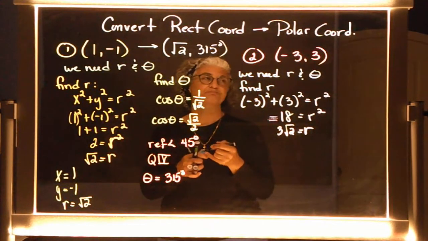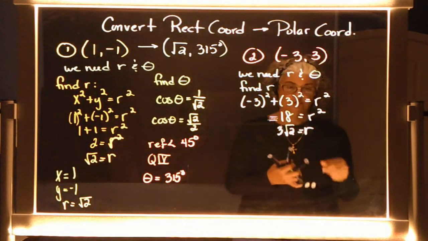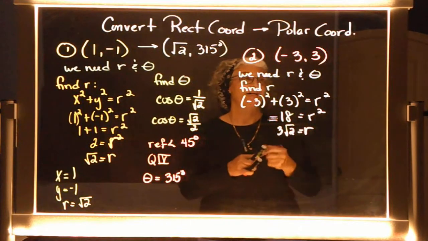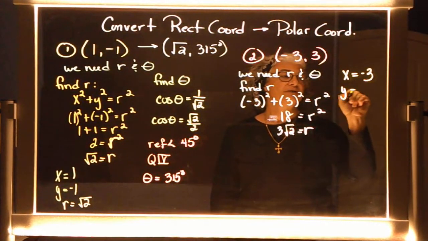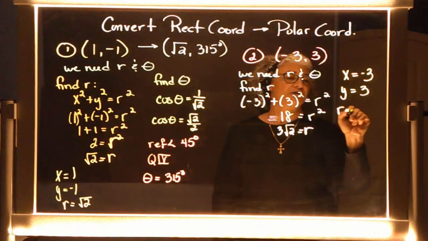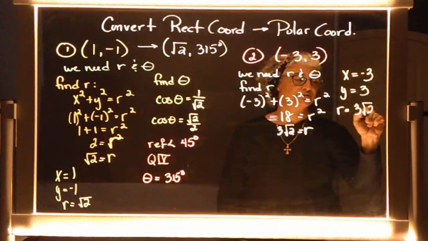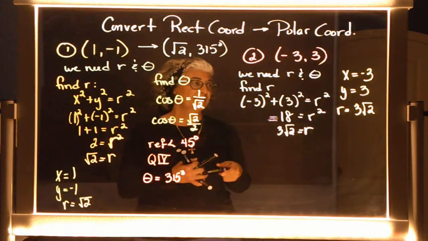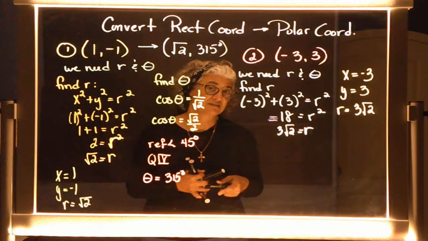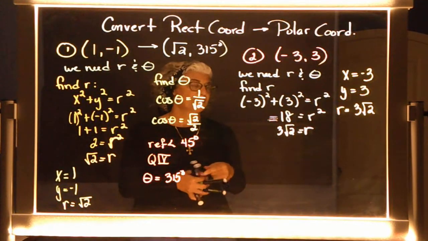Agreed? Okay, so here's what you're telling me. Right now you're telling me x equals -3, y equals +3, and r equals 3 square root of 2. Right? Okay, can we find theta? Yes, we can.